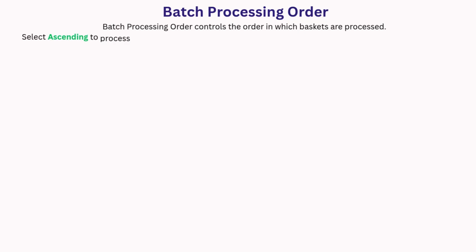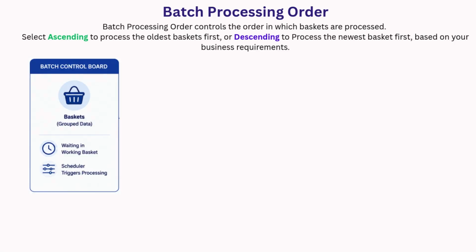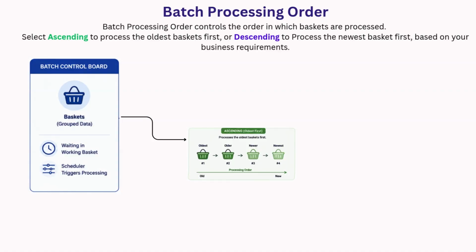Batch processing order controls the order in which baskets are processed. Select ascending to process the oldest baskets first, or descending to process the newest baskets first, based on your business requirements. If you want to process the oldest baskets first, set the batch processing order to ascending.